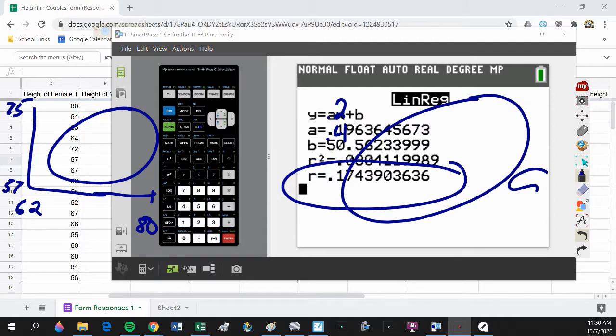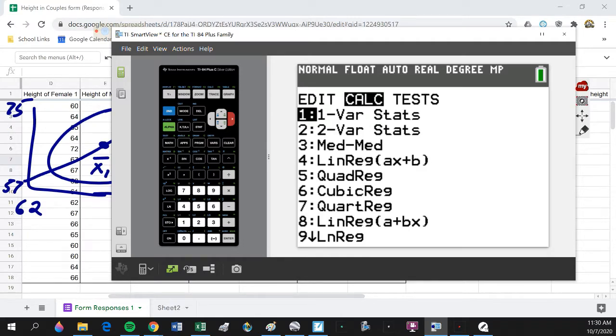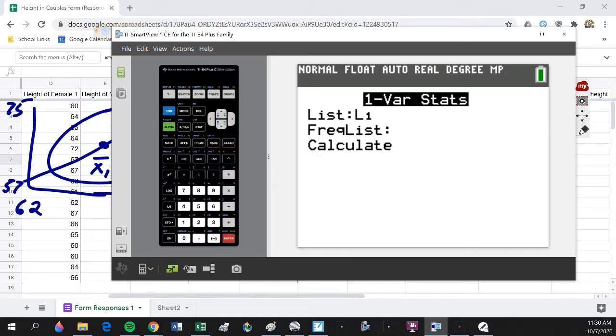Okay? So, calculate the point of averages. Remember, there's a line that goes through the middle of this, and the very center of that is x average, comma, y average. How are we going to calculate that? Well, we go into stat, go to calculate, and we want to do a one variable statistic on L1 and then do a one variable statistic on L2.